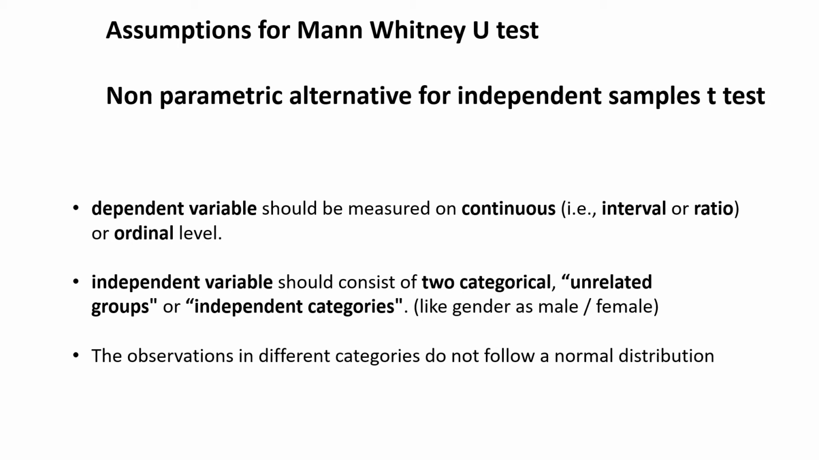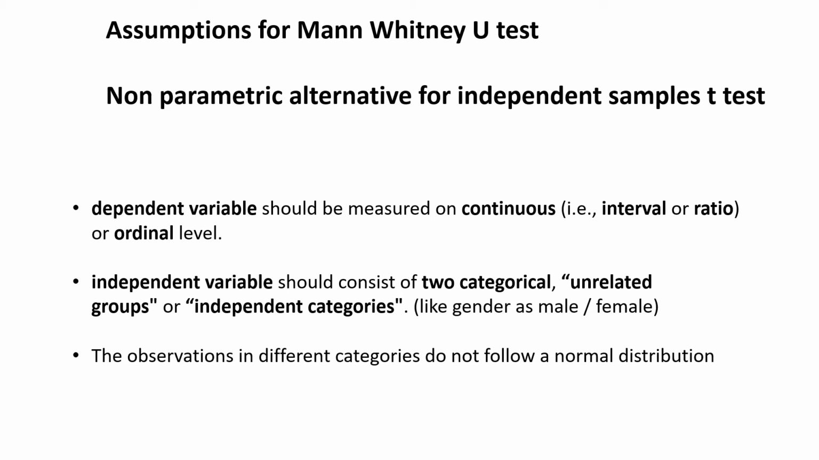Now we can go to the next test, that is the Mann Whitney U test. It is a non-parametric alternative for the independent samples t-test. What are the assumptions here? The dependent variable should be measured on a continuous or ordinal scale. Continuous means it can be interval or ratio scale, and ordinal scale means it is categorical ordinal.